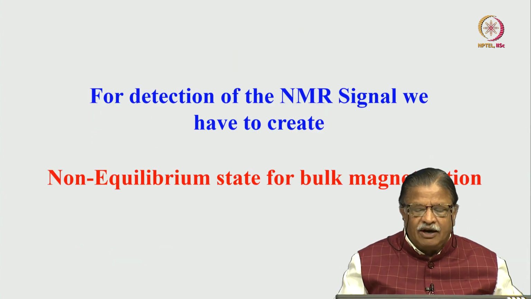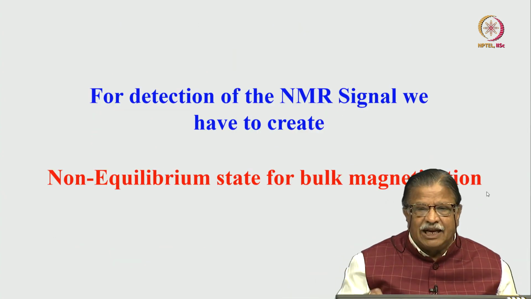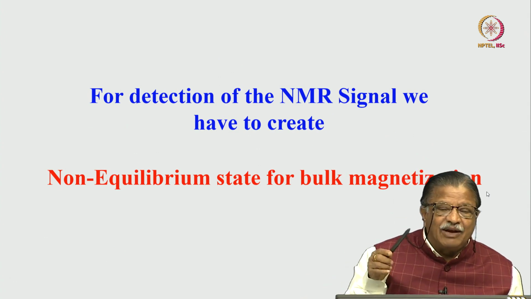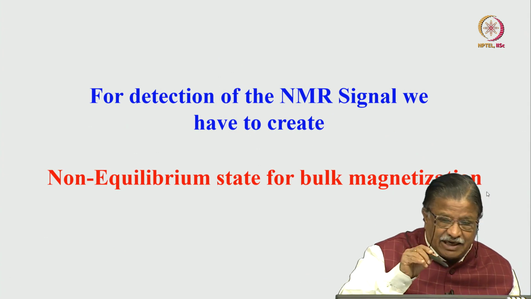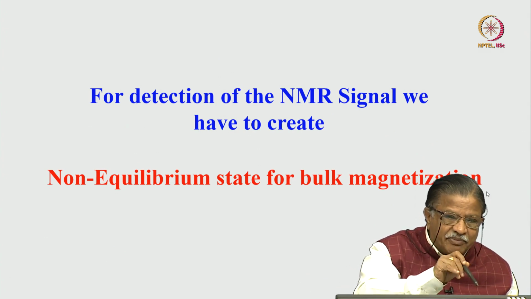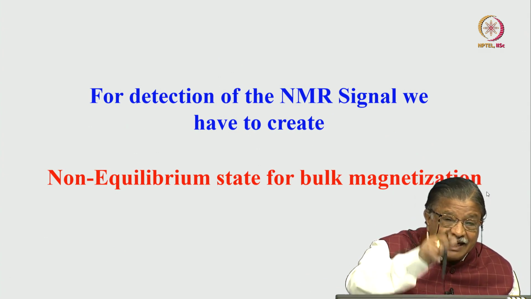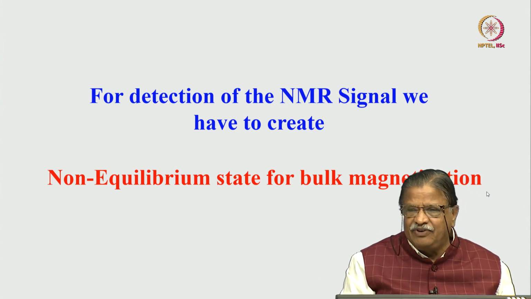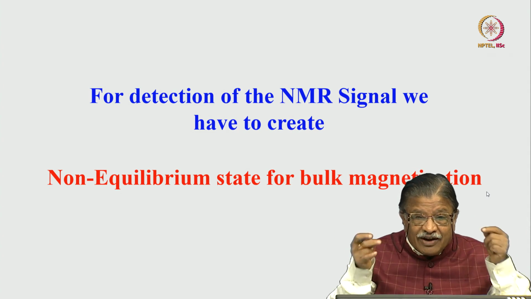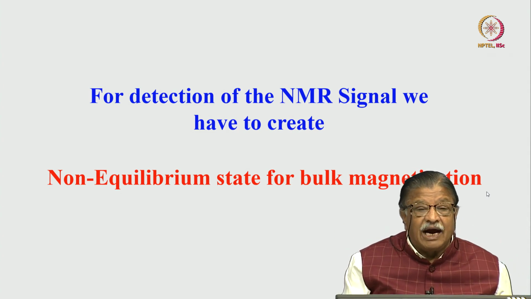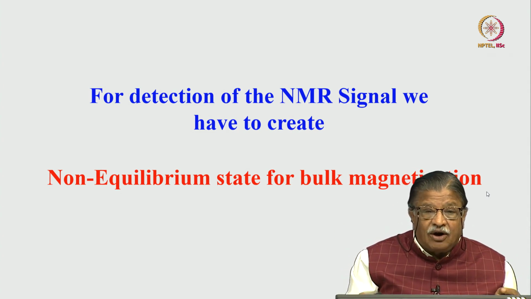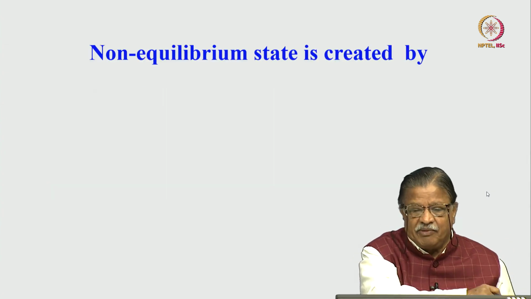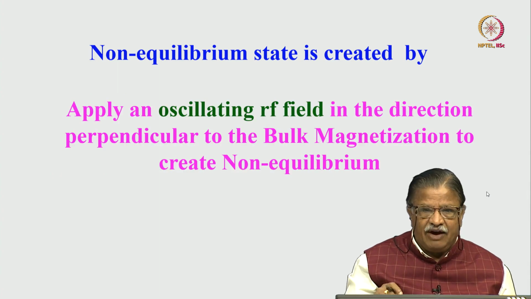Okay. Now, if I have to detect a signal in NMR, what do we have to do? We have to create what is called a non-equilibrium state. Remember, in the equilibrium state, the magnetization is perfectly aligned along the magnetic field direction. Now, if I have to detect the signal, I have to create a non-equilibrium state. How do you create that non-equilibrium state? There is a way of creating.